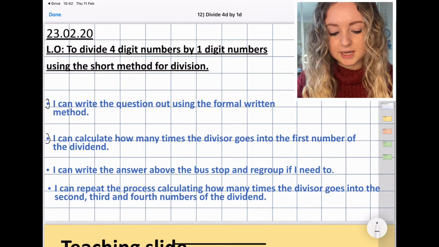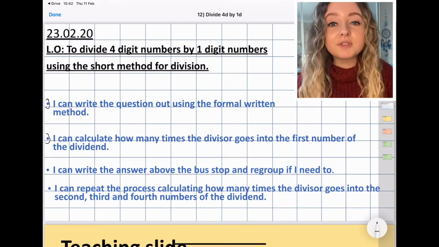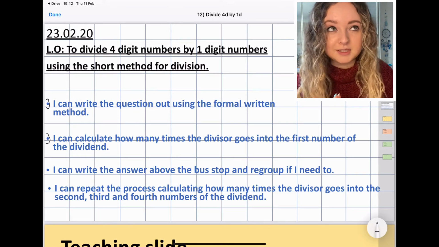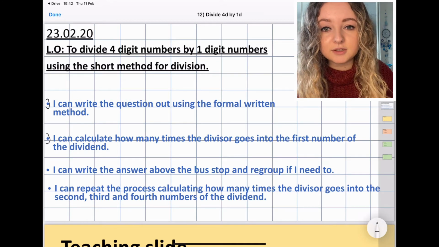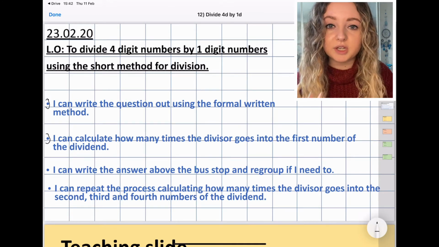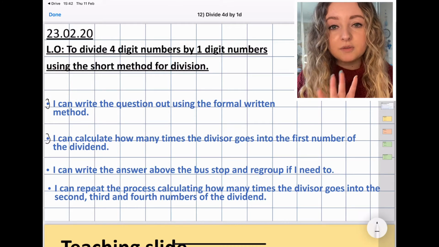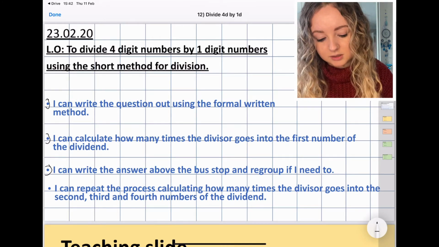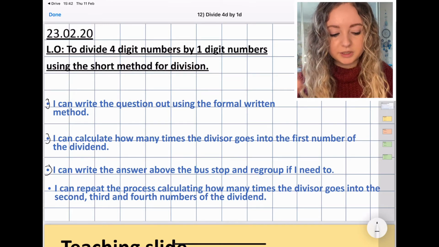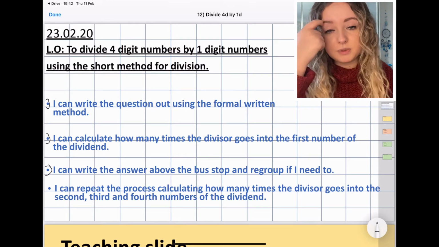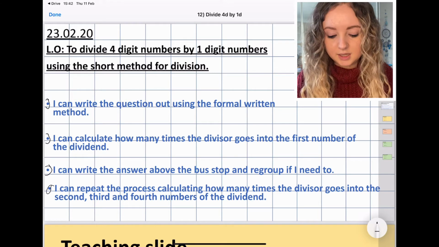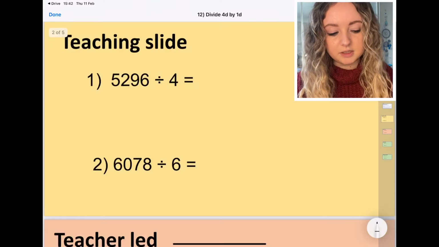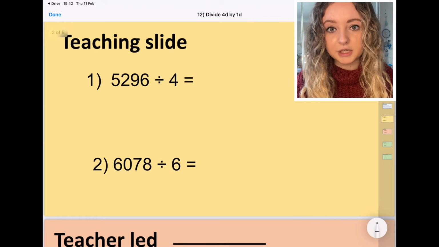I can calculate how many times the divisor goes into the dividend, starting with the first number in your bus stop, and then it goes through each of them. We're going to have 4 today because we're doing 4-digit numbers, which are thousands. I can write the answer above the bus stop, and then regroup if we need to. And lastly, we're repeating that for each digit in the dividend. Okay, let's give it a go.